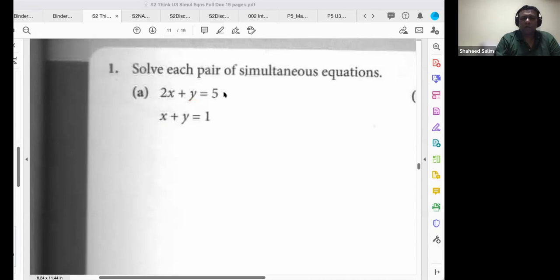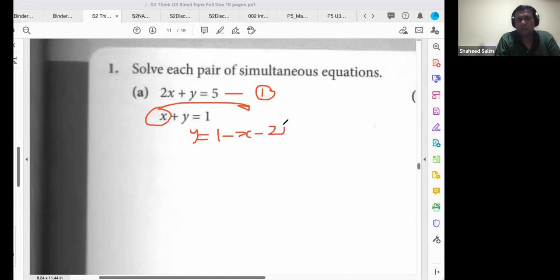You call this equation 1. For this one, you ask yourself, you want the equation to be x equals something or y equals something, up to you. For now, I just take the x, I bring it over here. So I get y equals 1 minus x. This is equation 2. You can see now. Are you okay now?